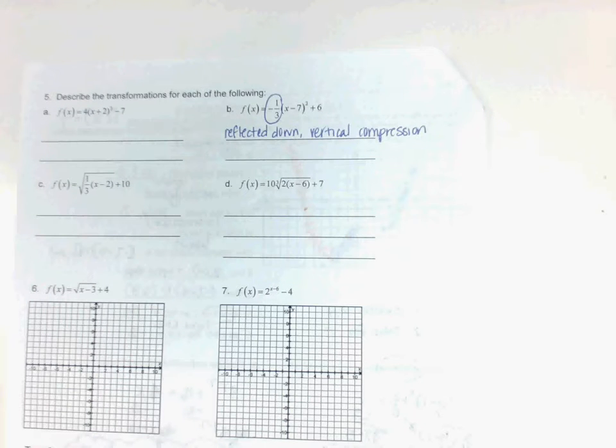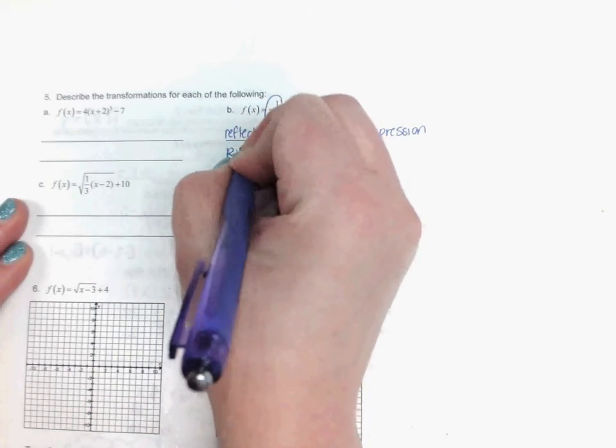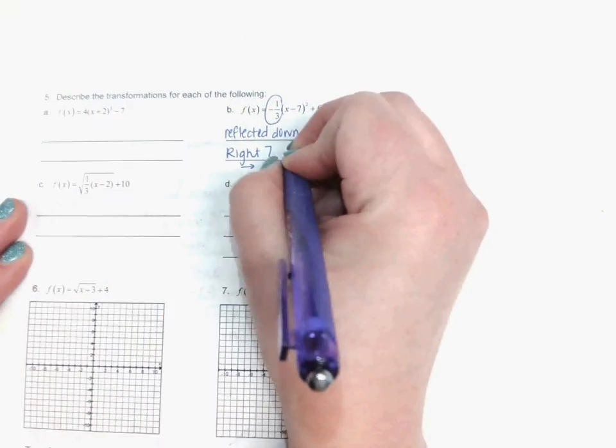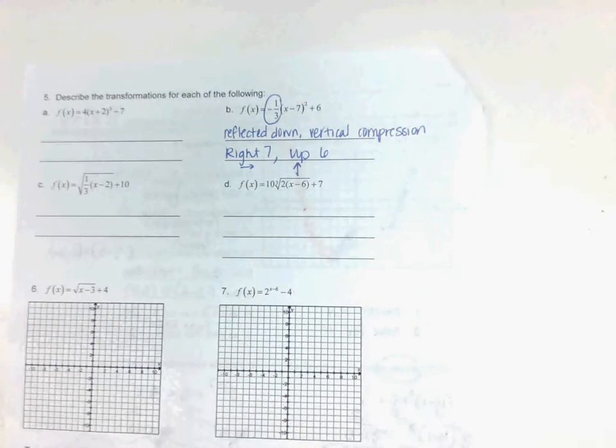Okay, next let's talk about shifting. I have a minus 7 with x. Which way are we moving it? Okay, to the right 7. And then up 6. And remember, the x is always going to be opposite from what you want.